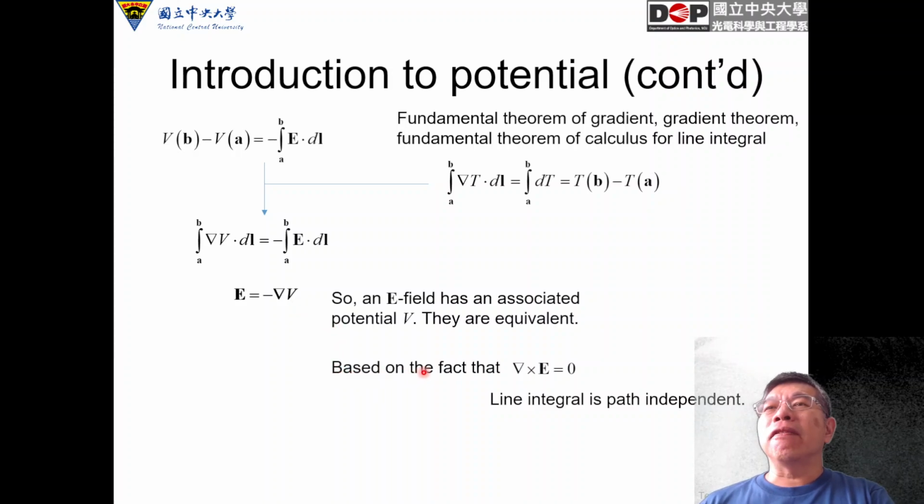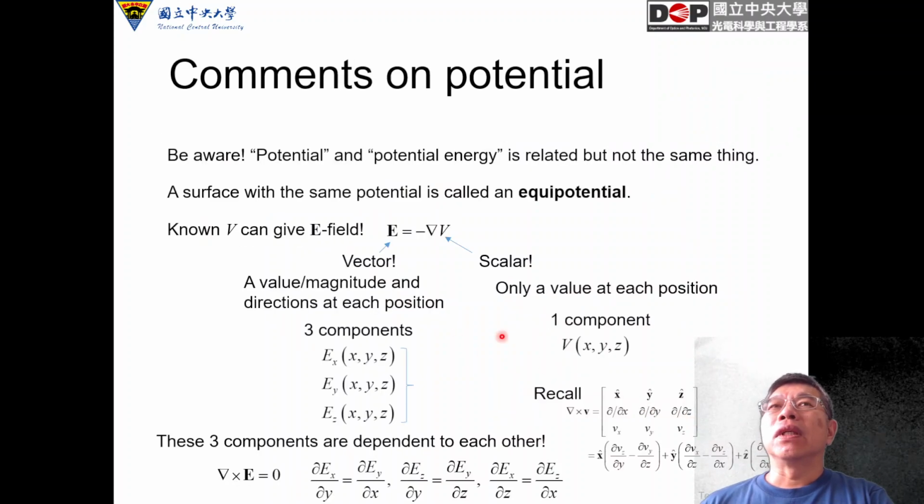Okay, based on the fact that the curl of E equals 0, we just got the conclusion that we have the potential, and the potential is essentially just the path integral of your electric field along the path. Be aware that this potential, electric potential, is not the potential energy that you learned earlier. They are related but not the same thing. Just be aware of it. A surface with the same potential is called an equipotential.